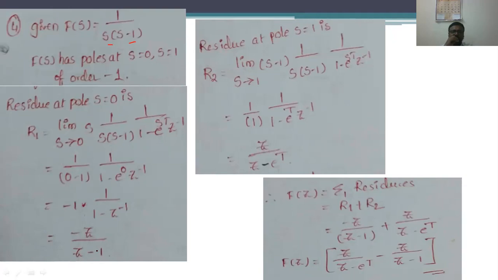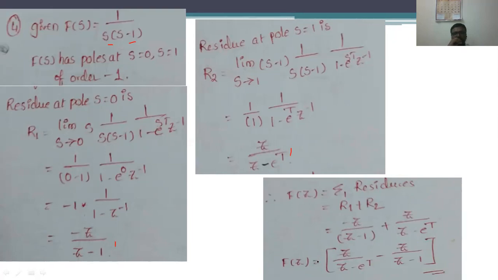In the similar fashion, R2, that is nothing but the residue at pole 1, can be obtained as R2 is equal to limit s tends to 1 s minus 1 into f of s into 1 divided by 1 minus e power st into z inverse. So just substituting the value of s is equal to 1 in this particular equation, we are going to get R2 value as z divided by z minus e power capital T. So just adding this particular R1 and R2, we are going to get the z transformation for this function f of s as f of z is equal to R1 plus R2, that is summation of residues. Therefore, minus z divided by z minus 1 plus z divided by z minus e power capital T.